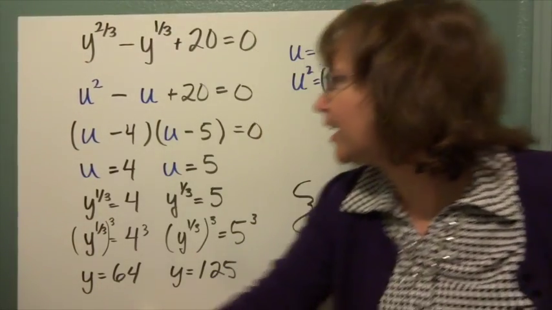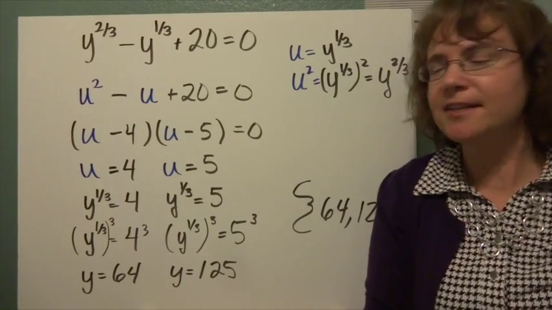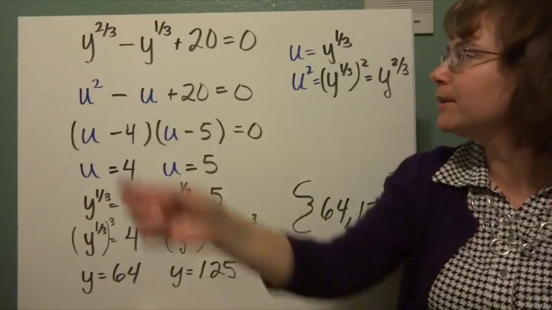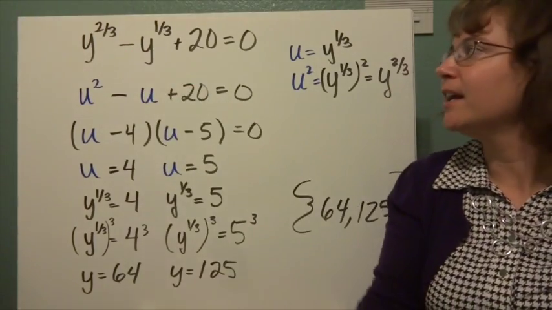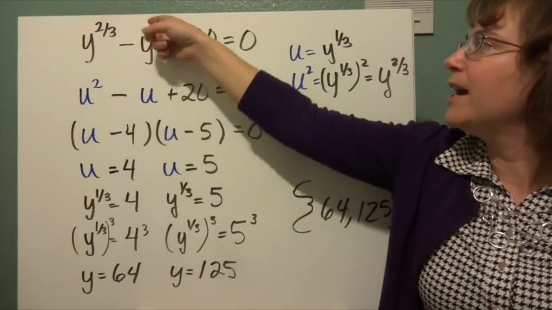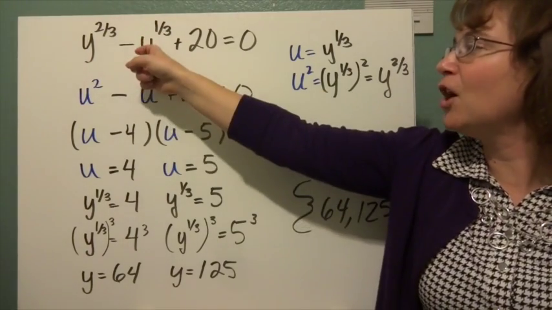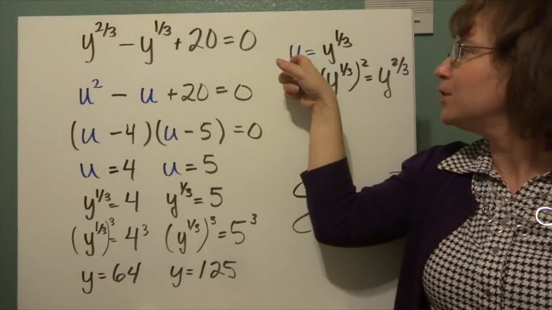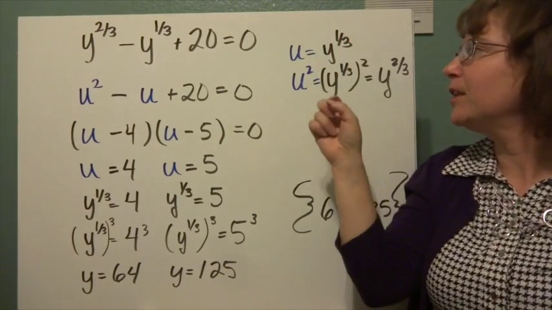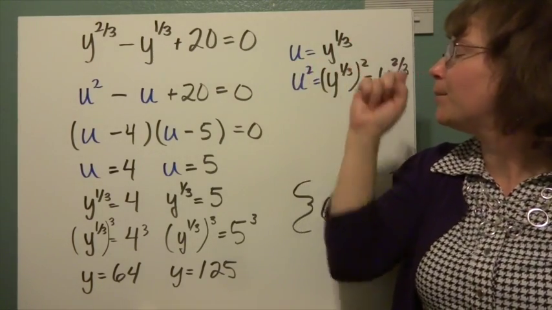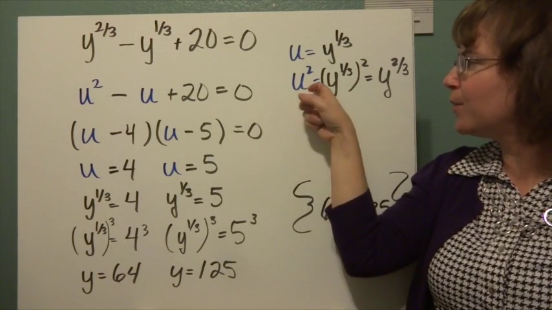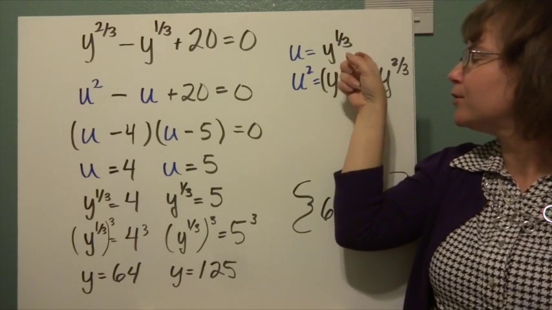So let's take a look at what I think is probably the trickiest example, and that's only because it includes fractions. So here I'd really like to write this as a quadratic. I'm going to let u be my y to the 1/3. And what I really hope is my u squared is going to give me y to the 2/3. So u is equal to y to the 1/3. And then I go ahead and square both sides. And when I square this, I get u squared is equal to y to the 1/3 squared.